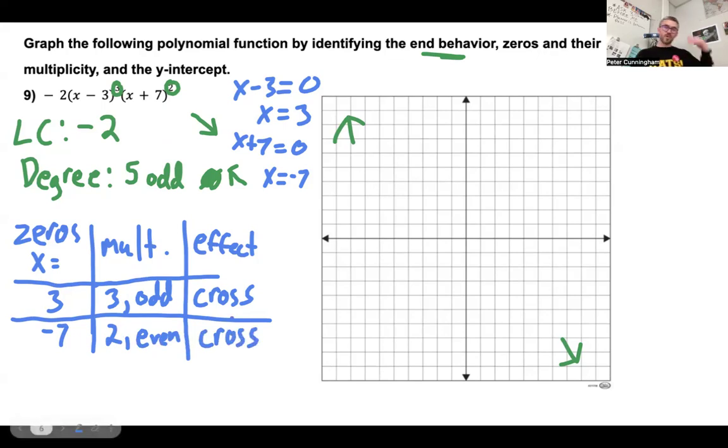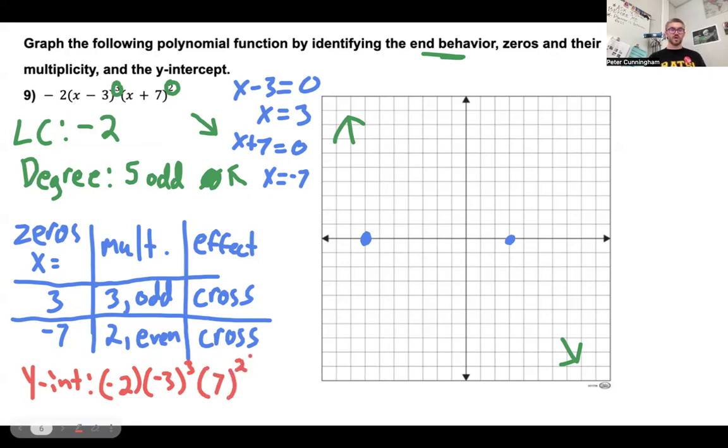Okay, so personally, I like to mark my zeros when I figure them out. So I would go to 1, 2, 3, mark it. Negative 7, 1, 2, 3, 4, 5, 6, 7. That negative 2 is not going to impact the zeros. It is, however, going to impact the y-intercept. So for the y-intercept, I'll have to do negative 2 times negative 3 to the third power times 7 squared.